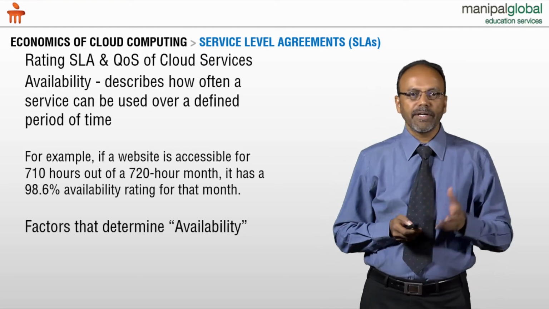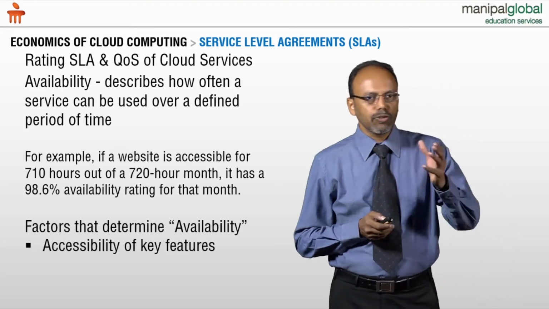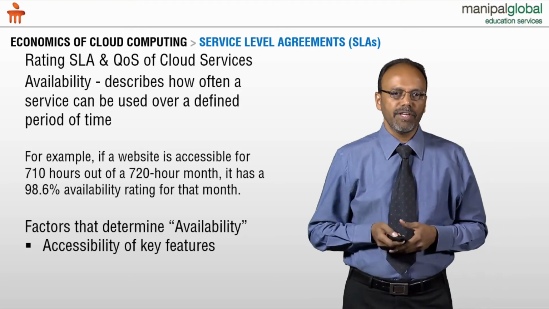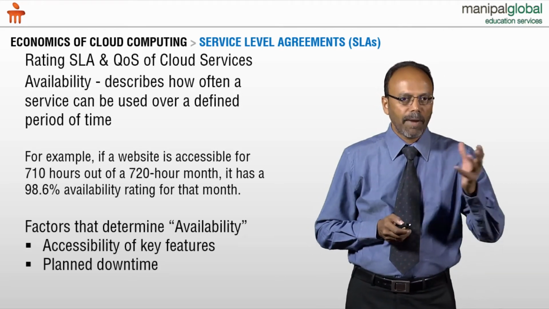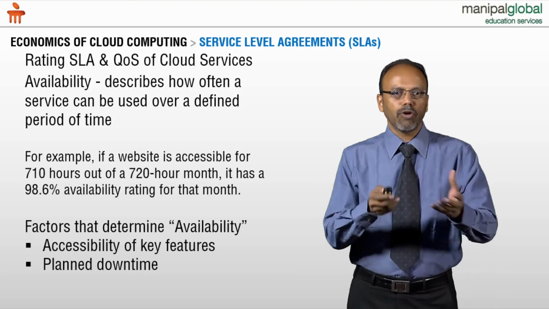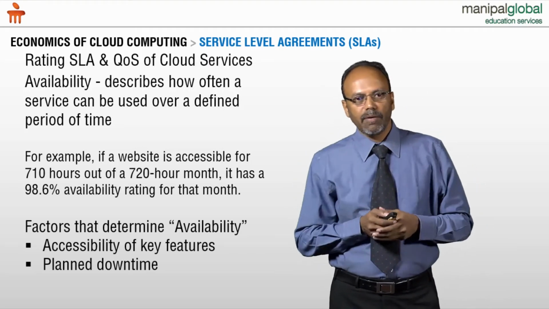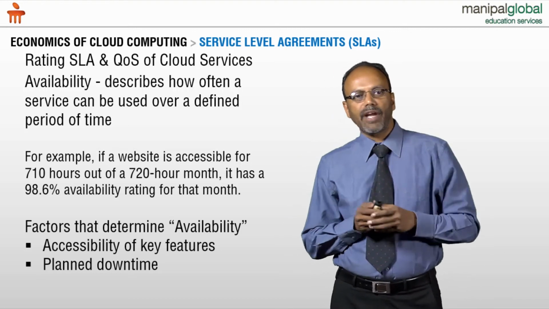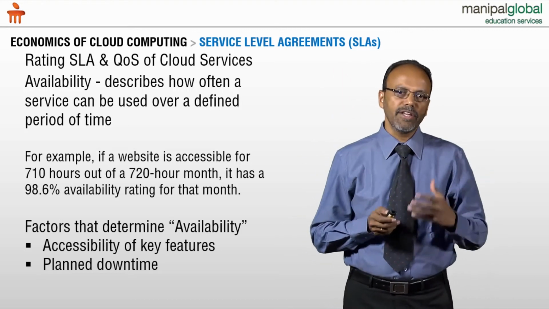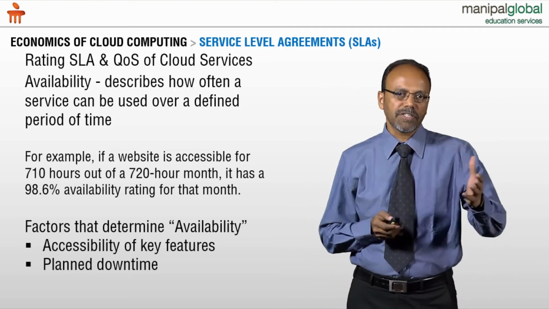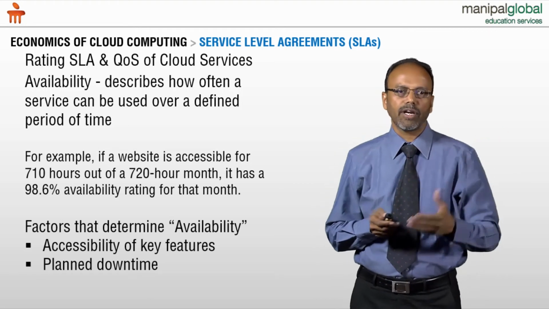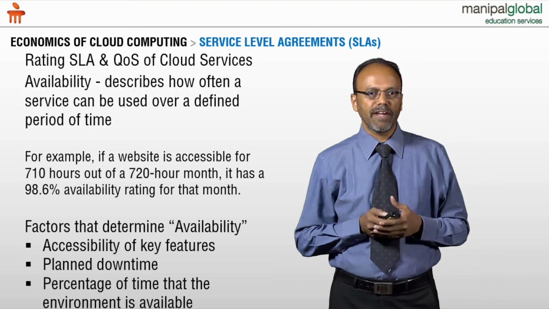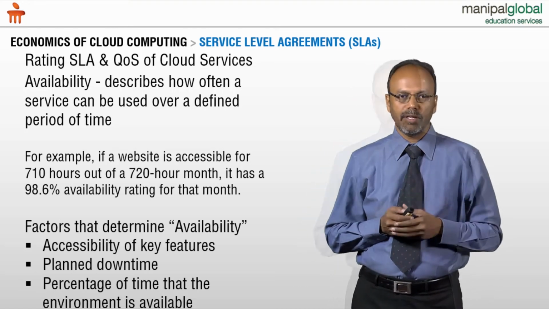The factors that determine availability can also be further spelled out. It could be accessibility of key features, planned downtime. Maybe the cloud provider is giving you a planned downtime schedule according to which at a certain point of time during the month or during the year or during the quarter, the system services which are offered on the cloud will not be available, and the percentage of time that the environment is available.